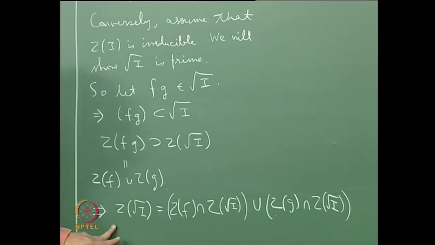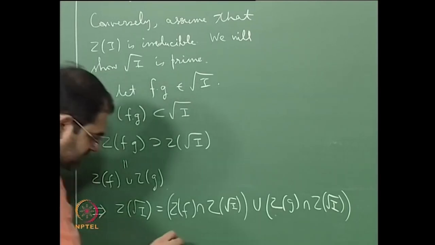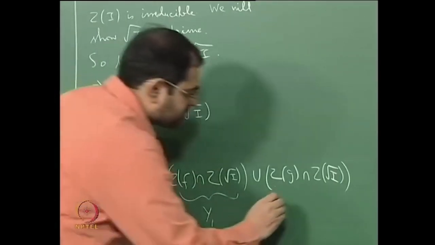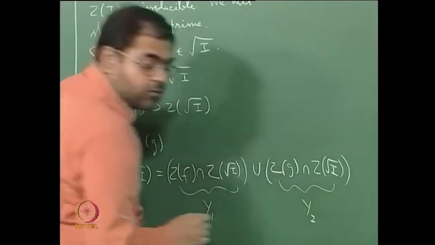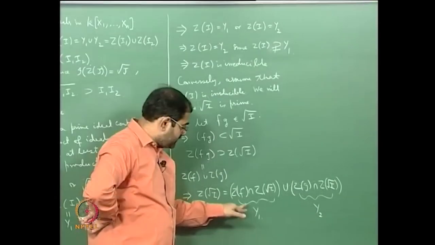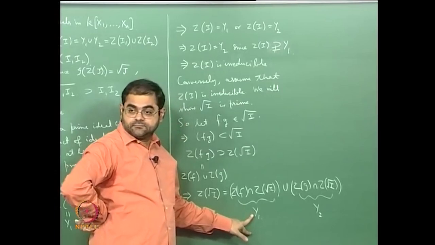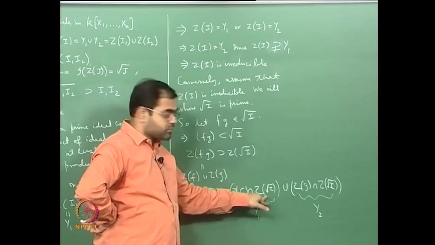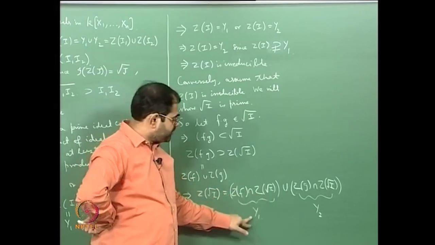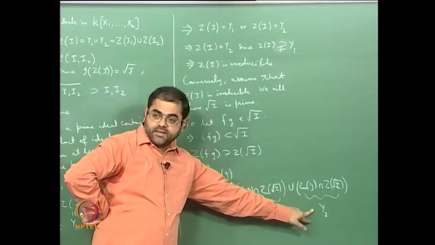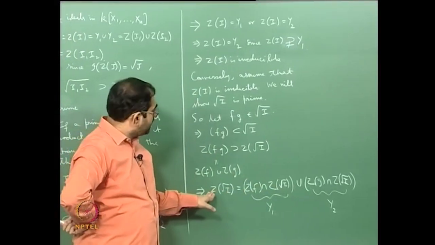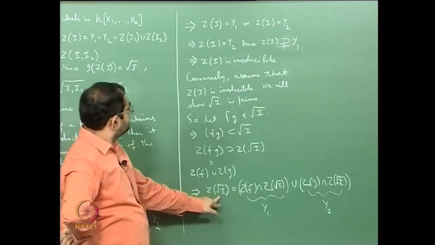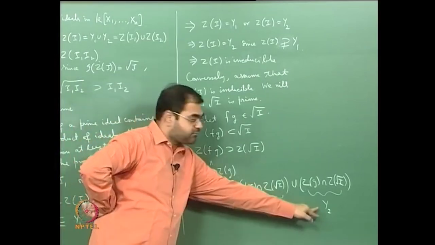Okay, so you get this, but what you must realize is that if I call this y1 and if I call this y2, what you will notice is that y1 is a closed set. It is a closed set because it is the intersection of two closed sets. Similarly, y2 is a closed set, and you have written Z of rad I as a union of two closed sets.